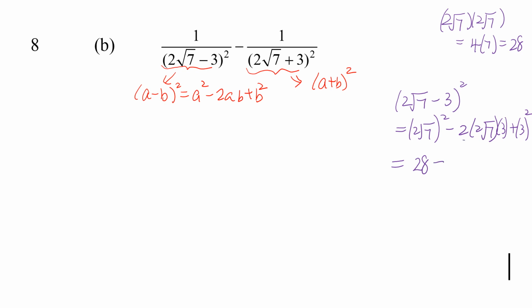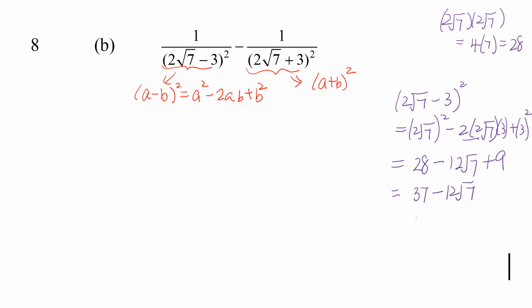So this will give me 2 times 2, 4. 4 times 3, 12. This one you can't use calculator because you will get a lot of decimal places. Okay, 3 squared will be 9. So 28 plus 9, that will give you 37.